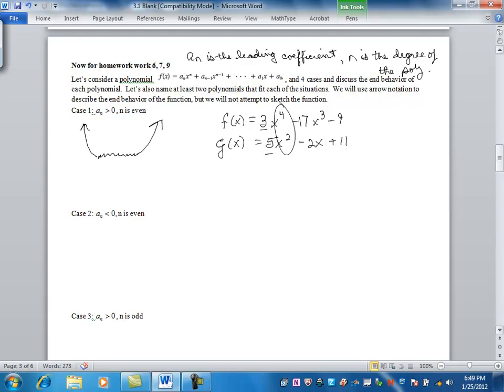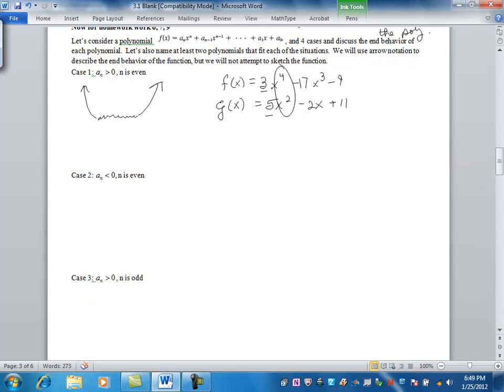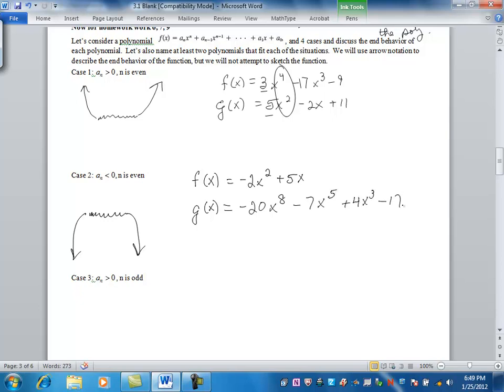Now, anytime you look at a polynomial and that leading coefficient is negative, but the degree is even, so the leading coefficient is negative, the degree is even, here's what we're going to have. This left hand is going to be pointing down, if you will. Something's going on in the middle, and then the right hand is pointing down. So here are some examples of this. F of x equal negative 2x squared plus 5x. G of x equal negative 20x to the 8th minus 7x to the 5th plus 4x cubed minus 17.